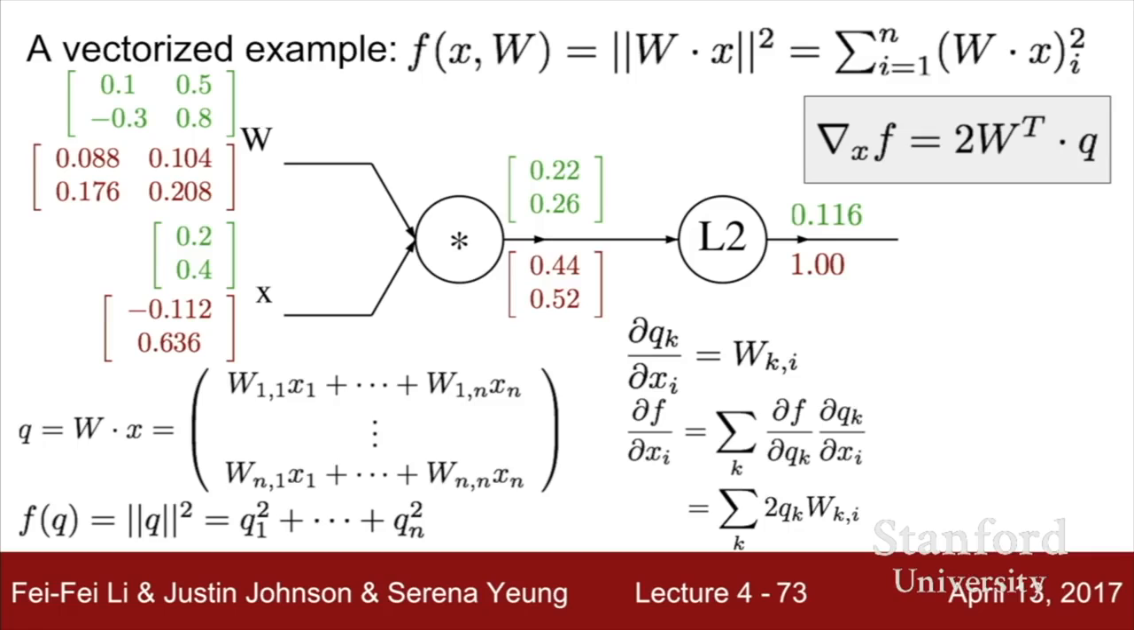This is going to be the gradient with respect to x, again of the same shape as x, and we can also write this out in vectorized form if we want. Okay, so any questions about this?